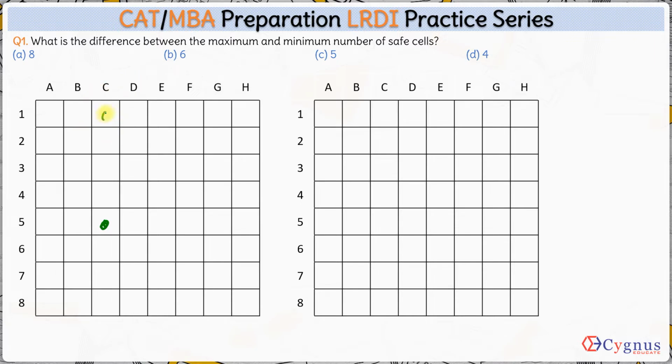So there should not be any mine here, or here. There should not be any mine in the same row as well. There should be no mine in the same diagonal as well, and no mine in this diagonal as well. So if this is a safe cell, there would be no mine in the same column, row, or diagonal. Then only we can term this as a safe cell here.